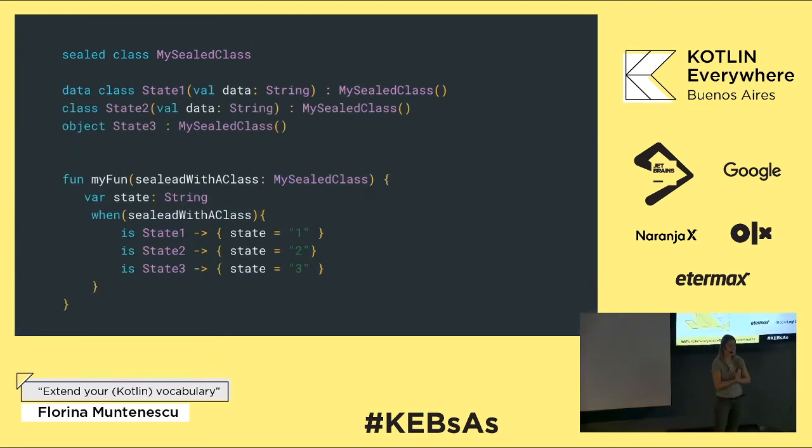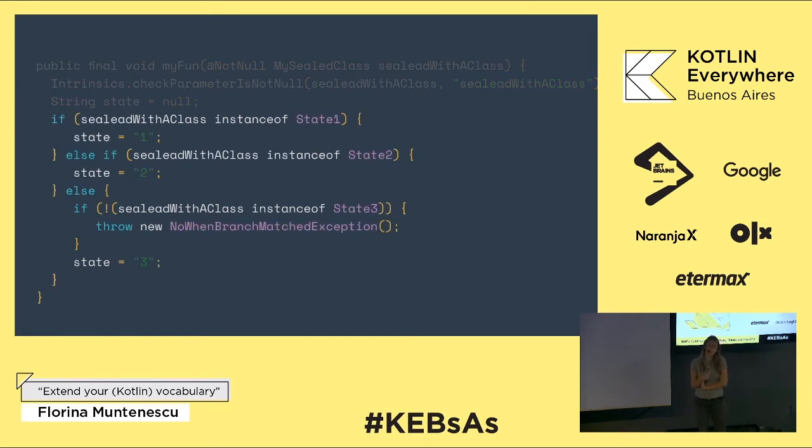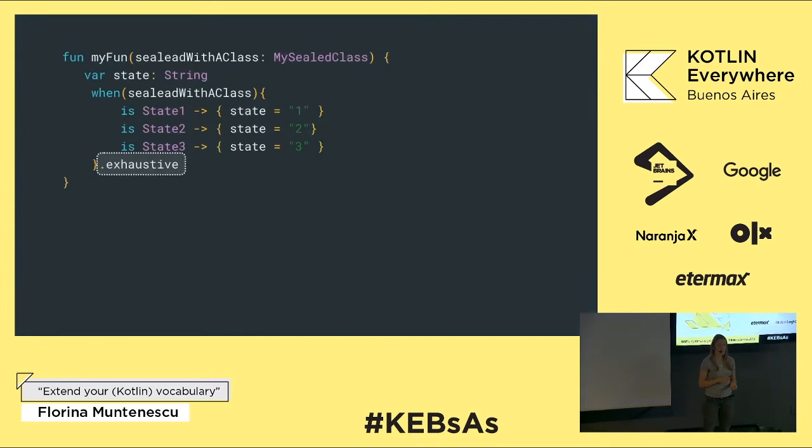Okay, so what if we connect what I said about sealed classes and about when? How does the bytecode look like? So we have a state, and then the when is just converted into an if-else, if-else, if-else branch, where the last if would throw a no branch matched exception in case no branch is matched. That's just the typical when implementation in these cases. But then I was curious to see, okay, what's up with .exhaustive? Why does just creating this extension property and treating when as an expression work? What's the magic there?